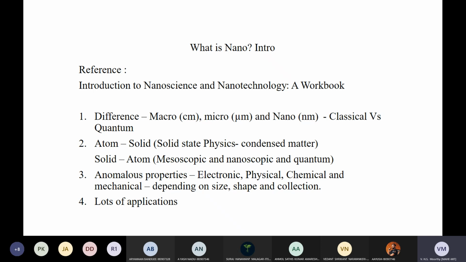Then people know we are now decreasing the number of atoms in the solid. So now we are going from solid to atom. Previously atom to solid, now solid to atom. Previously we did not understand the atom experimentally, even if we knew it theoretically. But now we try to fabricate or make materials having a few number of atoms. So we are going closer to atoms.